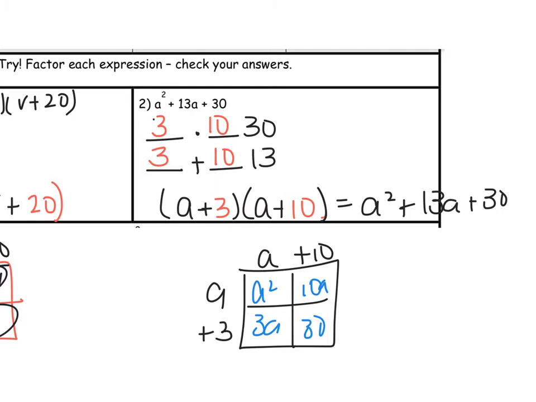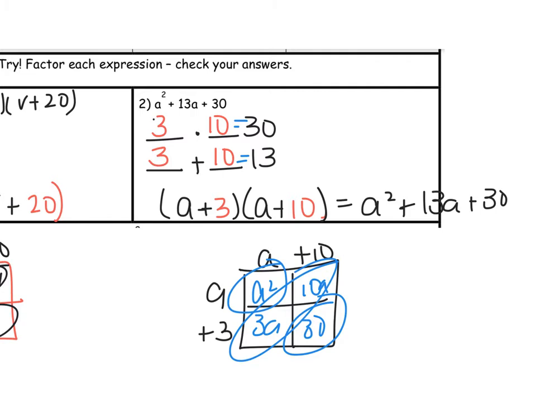Okay, so our factor pairs of 30 that add up to 13. 3 times 10 is 30, 3 plus 10 is 13, so it's a plus 3 and a plus 10, and that equals a squared plus 13a plus 30. So if we check our answer right here, a times a is a squared, there's our a squared term, then we get 13a here, and we get plus 30 right there.